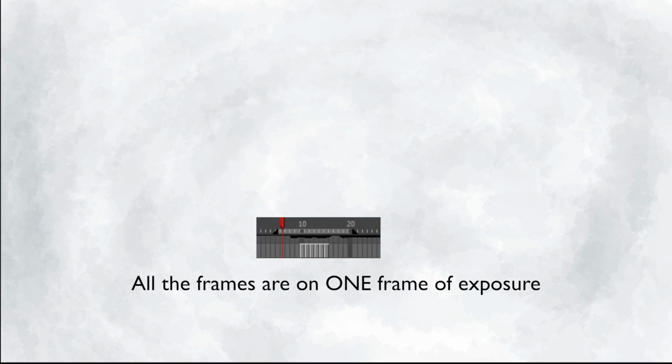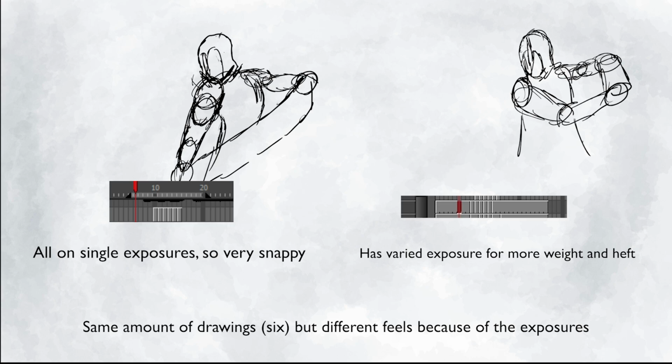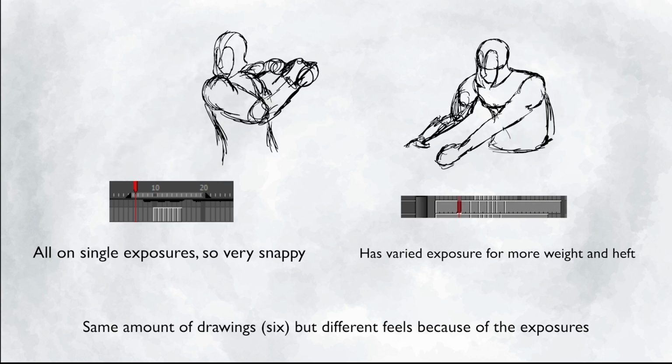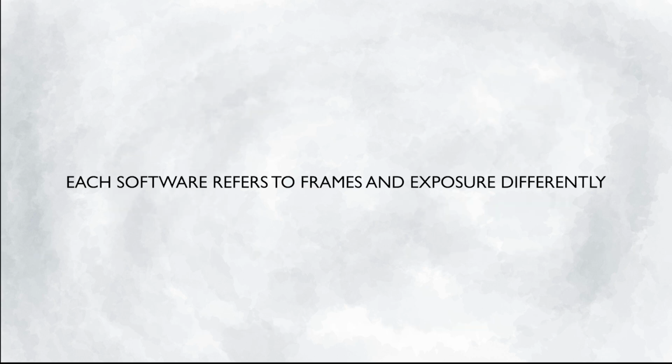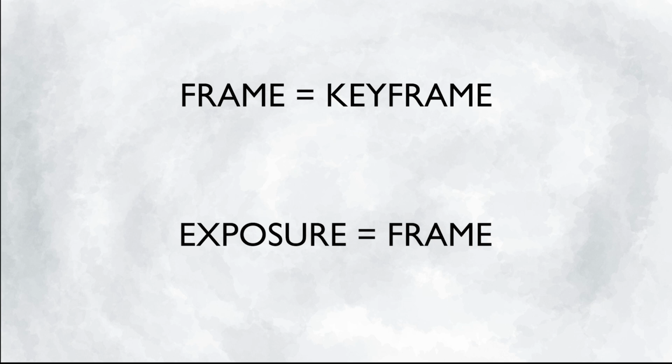Exposure. This is how long a single frame of animation lasts on the film reel. So for example, if you want this frame of animation to last longer to help it have more weight, you extend the exposure from one frame to 3 frames. Each software refers to it differently. Some softwares use the terminology of frames and exposures, and others use keyframes and frames. It is very confusing and annoying.